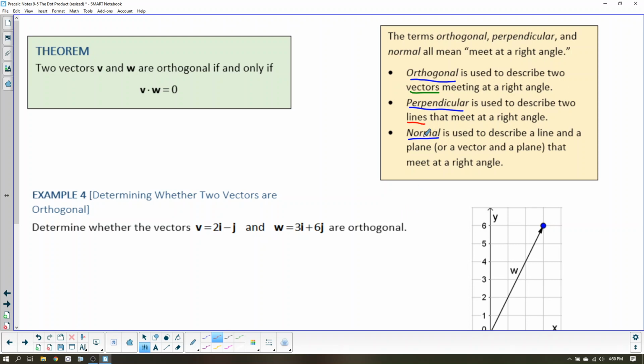A line and a plane, or a vector and a plane, is typically where you use normal. So you can have a normal vector, but we typically mean it's perpendicular to a plane. But for all intents and purposes, those three words are basically the same thing.